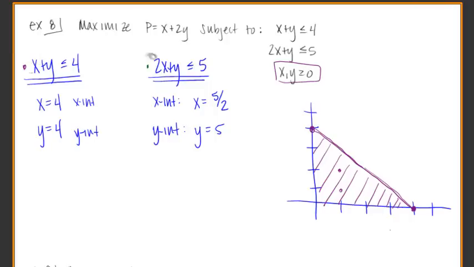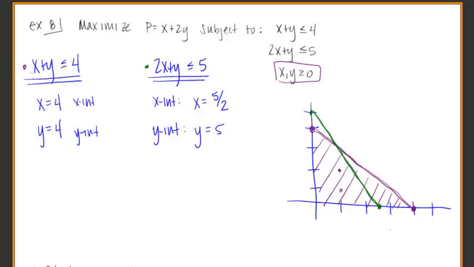Let's do green. How about for the second line? It has an x-intercept of 2.5, so 1, 2, 2.5. It has a y-intercept up at 5. So let's connect the dots right about there. Okay, going back to the original equation, I need to take 2 times an x value and add a y value and still be smaller than 5.